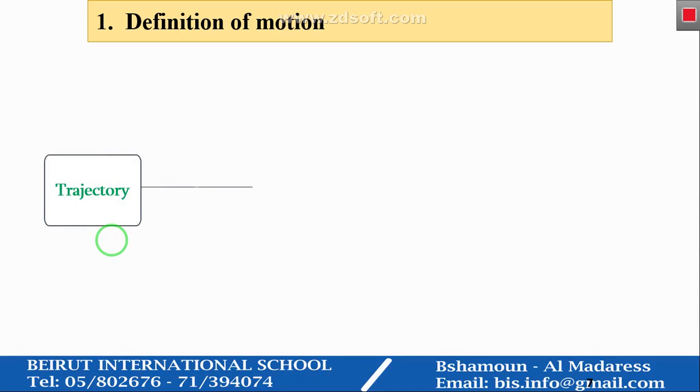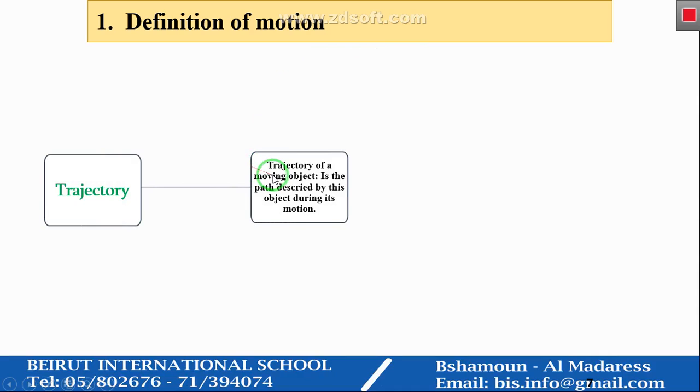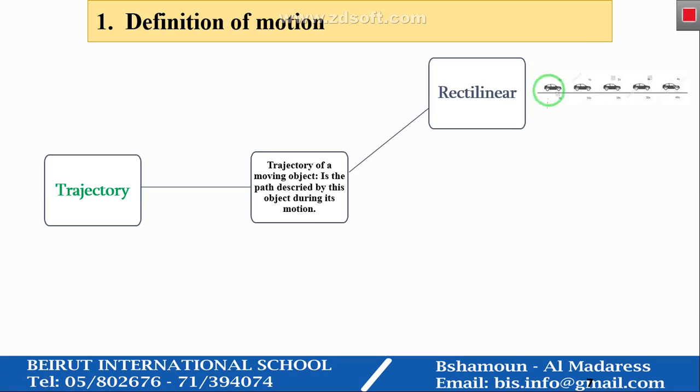The trajectory. The trajectory of a moving object is the path described by this object during its motion. This trajectory may be in three conditions. The first one is rectilinear. The trajectory is said to be rectilinear if the center of gravity of the moving body follows a straight line, which means that all the points are collinear to each other. When this car moves in a straight line, this means that the trajectory is rectilinear.